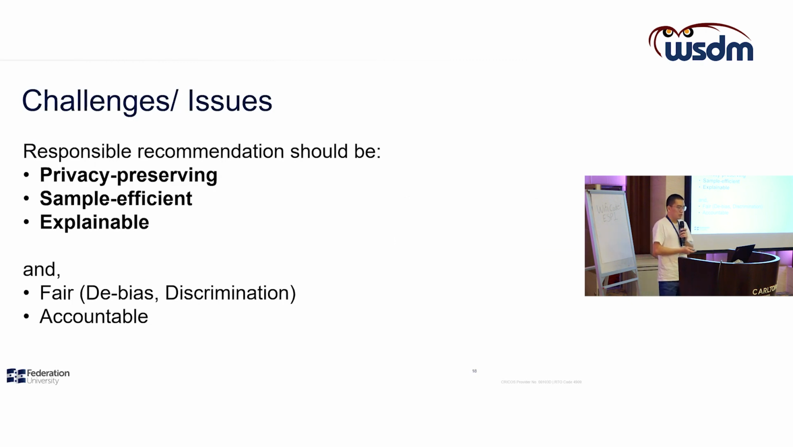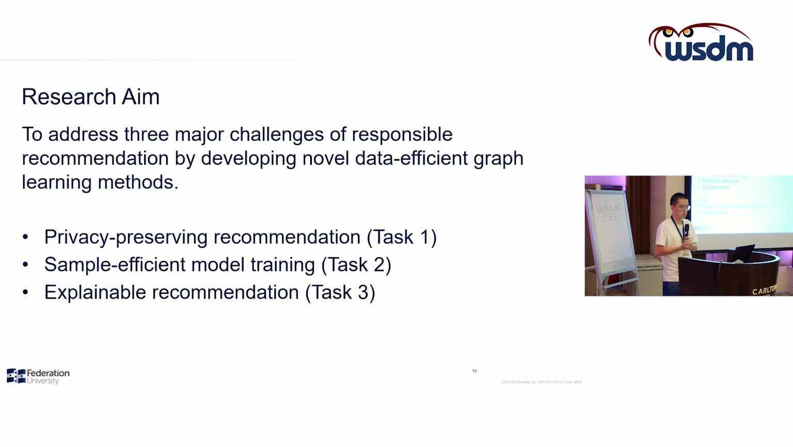So responsible recommendation should be privacy preserving and sample efficient, and also explainable. And we should also consider fairness, debiasing and eliminating discrimination, and also being accountable. So to which person, to which group should this system be responsible? So to address these items, I divide my work into 3 tasks.